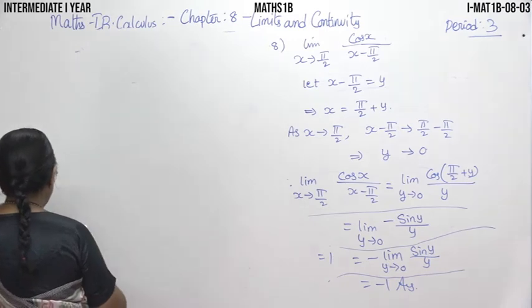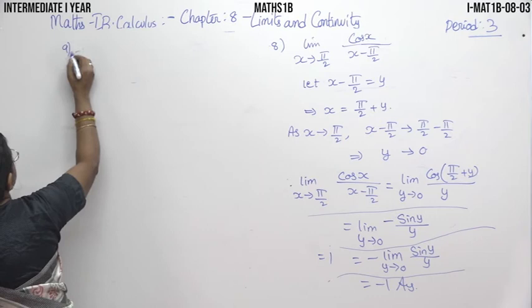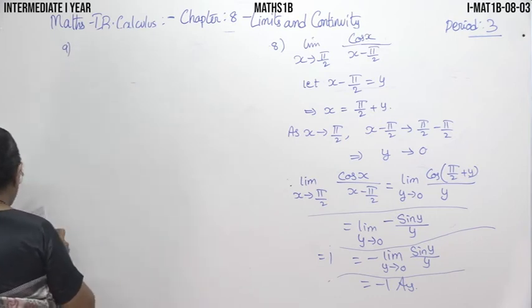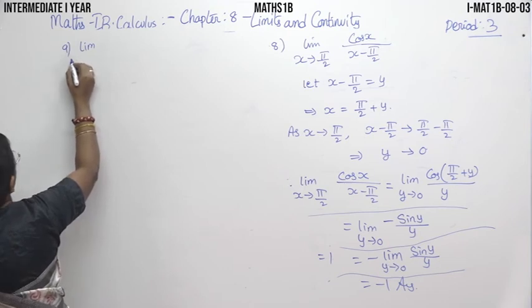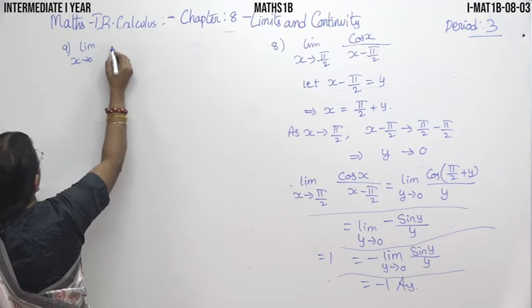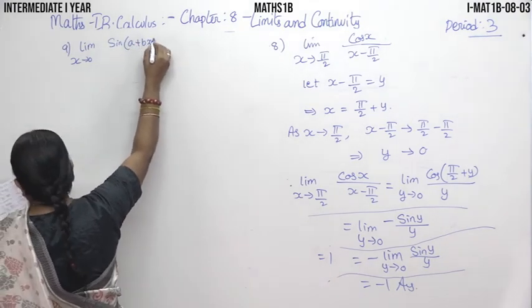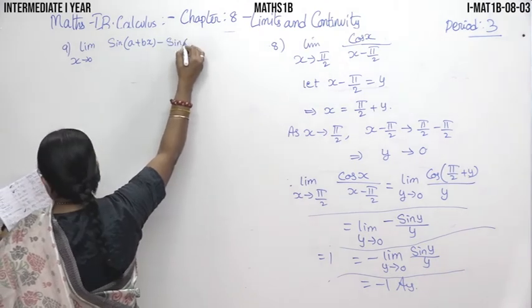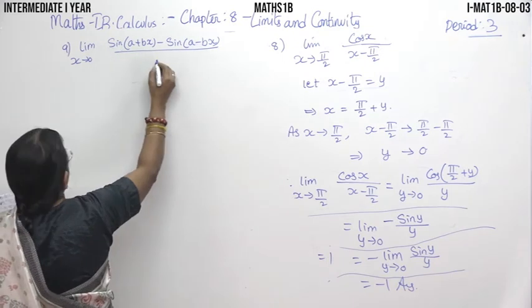Next problem, 9th problem. This is again very, very important and lengthy also. So limit x tending to 0 of sine of a plus bx minus sine of a minus bx by x.